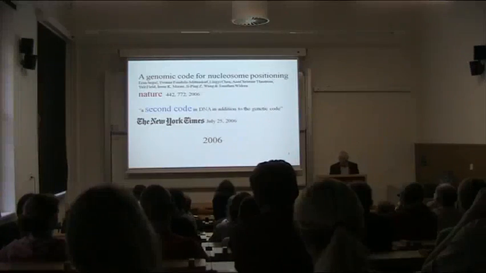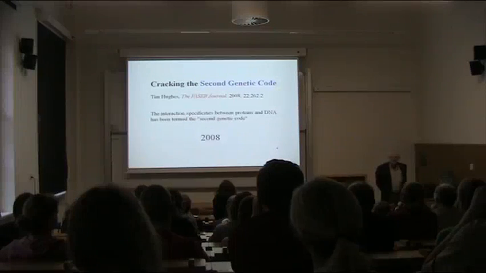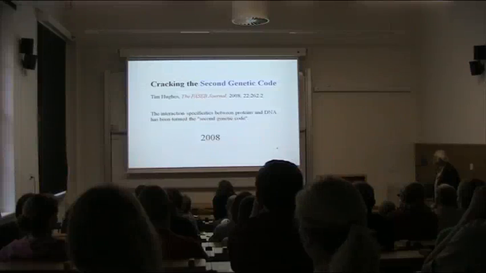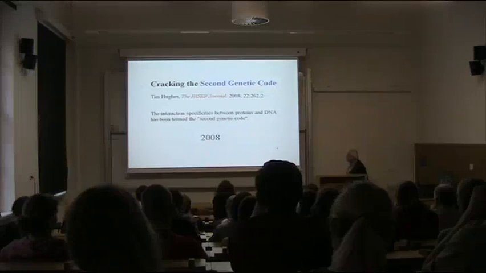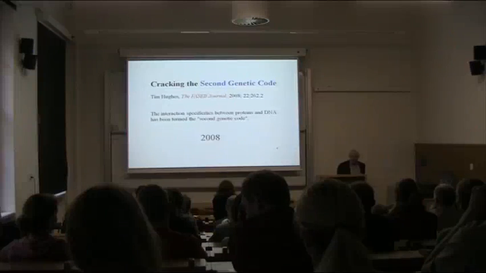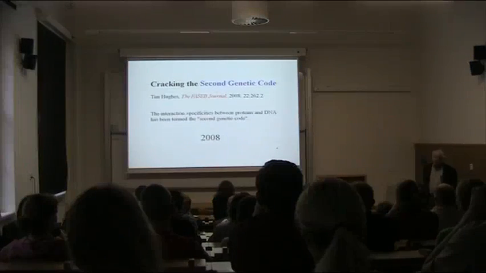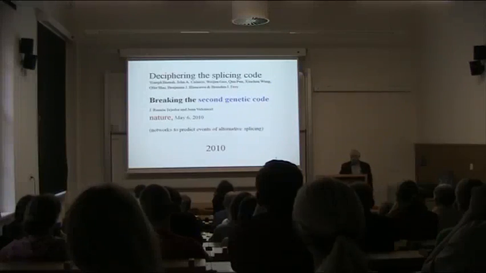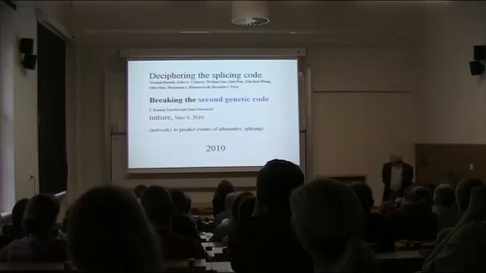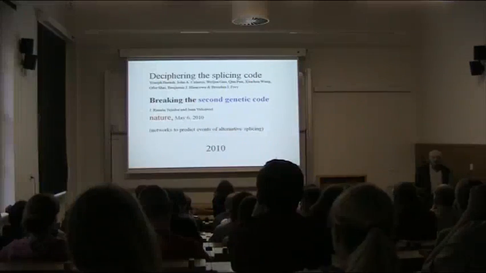And that is not enough. 2 years later, a fourth second genetic code has been published. This time about specificities of interaction of various transcription factors with DNA. And nobody, of the authors, of editors, thought about the previous second genetic codes. And even that was not enough. This year, yet another second genetic code was published in Nature again, and this time about alternative splicing.